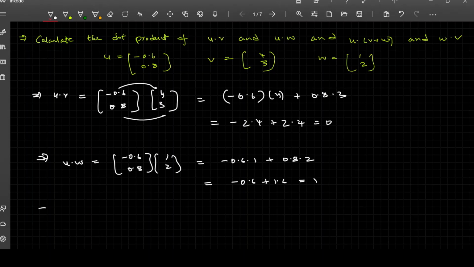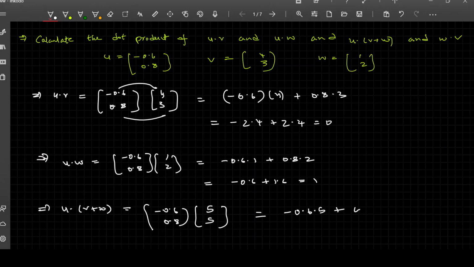And the next part, U and V plus W, fine. The dot product of V plus W and U. So U is minus 0.6, 0.8, and V plus W you just need to add the components, i component with i component, j component with j component. So this becomes 5, and this is 5 again. So this is minus 0.6 into 5 plus 0.8 into 5. That is minus 3 plus 4. So it's actually again 1.